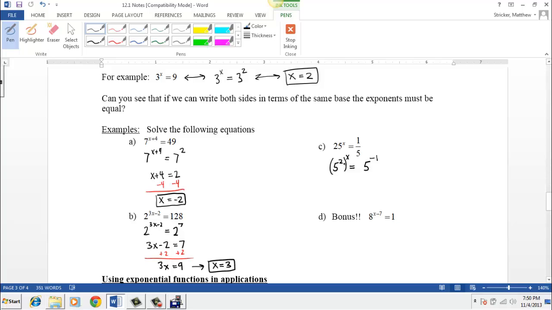On the left hand side here, we're raising a power to a power. 5 squared raised to the x power, we multiply the powers, so this is 5 to the 2x equals 5 to the negative 1. And now notice we have the same base. That means the powers must be equal, which in order to get x by itself we have to divide by 2. This means x has got to be negative 1/2.